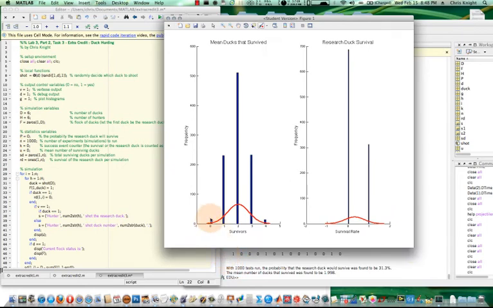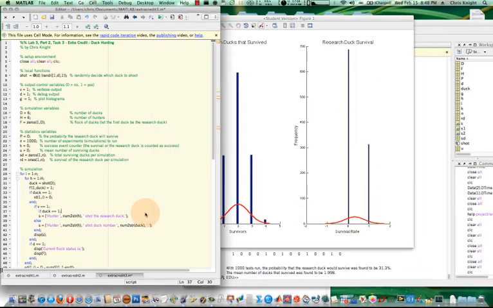And we can see that it actually is a normal distribution for survival rate of the total ducks. But for the survival rate for just the research duck, it's really not all that normal. What else? I guess that's pretty much it.